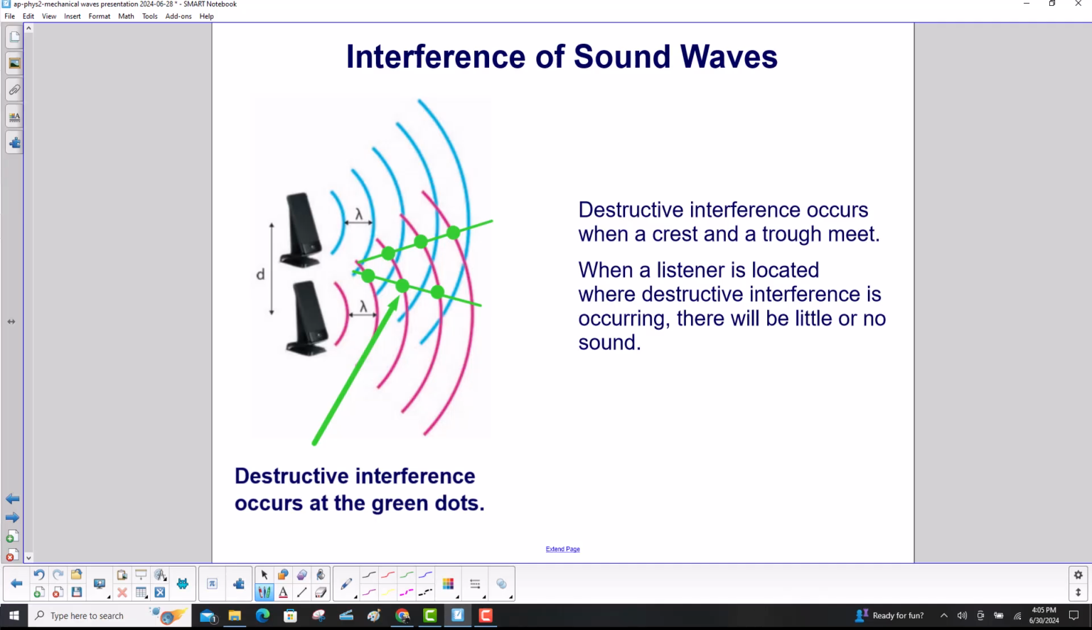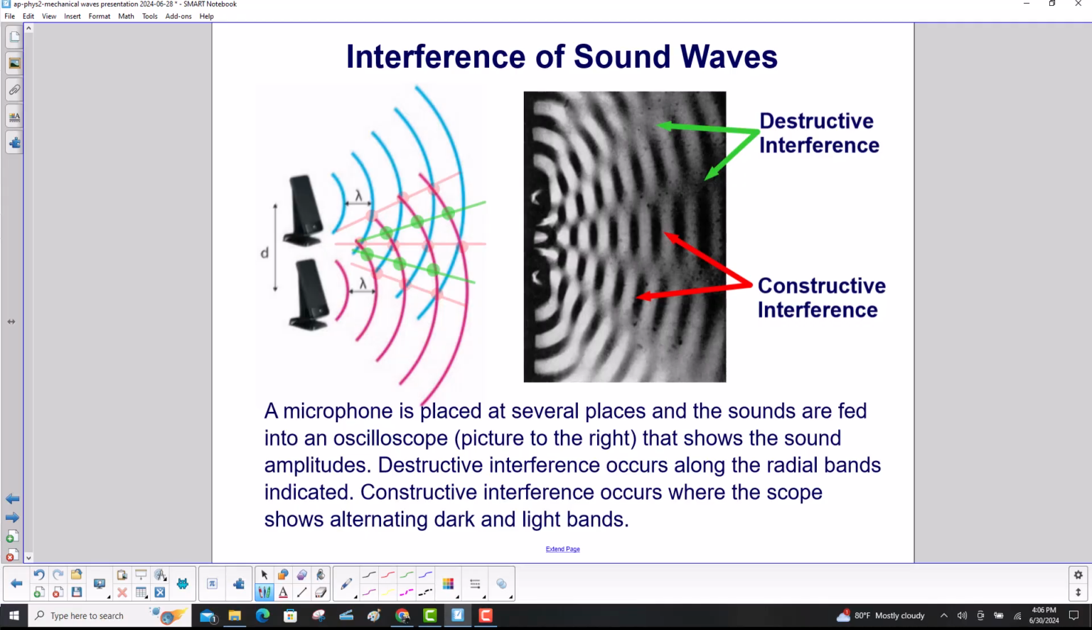Destructive interference occurs when a crest and a trough meet. When a listener is located where destructive interference is occurring, there will be little or no sound. And this time it's happening at the green dots. That's your destructive interference. A microphone is placed at several places and the sounds are fed into an oscilloscope. And that's what this picture is giving us. Okay? That's from an oscilloscope. That shows the sound amplitudes.